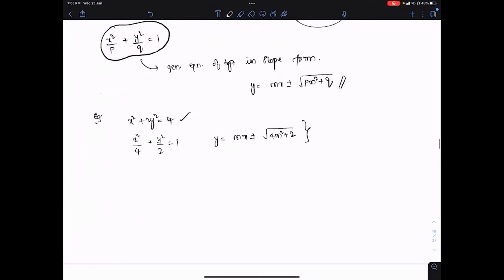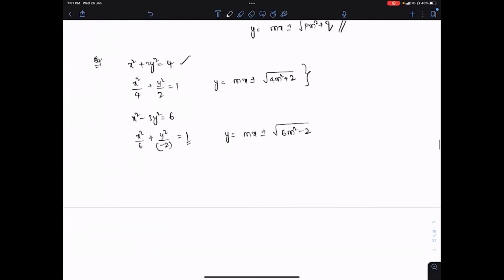For example, let's say you have x square minus 3y square equals 6, which is x square by 6 plus y square by minus 2 equals 1. Always write in the standard form. The right side must be plus 1, and x square by something, plus, y square by something must be there in between. So what will be the general equation of tangent? y equals mx plus minus square root of 6m square minus 2. Correct? pm square plus q.